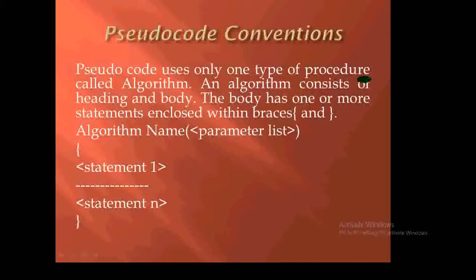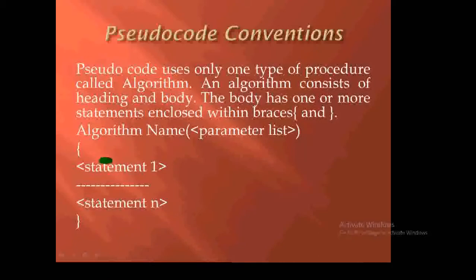An algorithm consists of a heading and a body. The heading specifies the name of the algorithm and the parameters that are passed into an algorithm. The body can have one or more statements enclosed within braces. So the braces can have more than one statement.